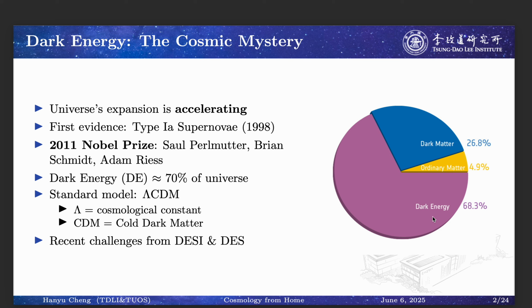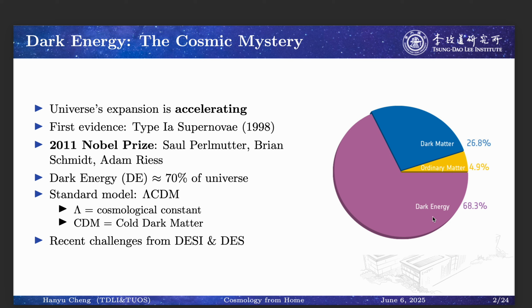The first evidence for dark energy is from 1998, when we used type 1a supernovae and discovered that the universe is accelerating its expansion, and this work won the Nobel Prize.